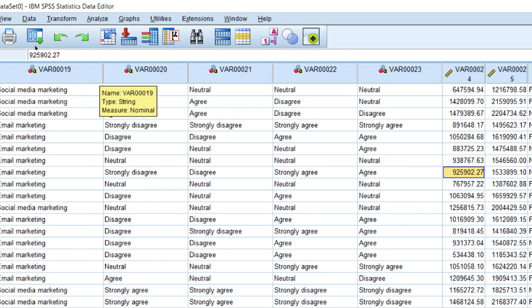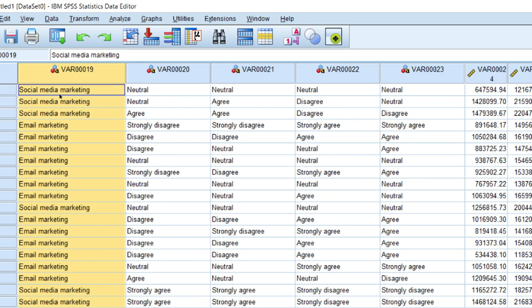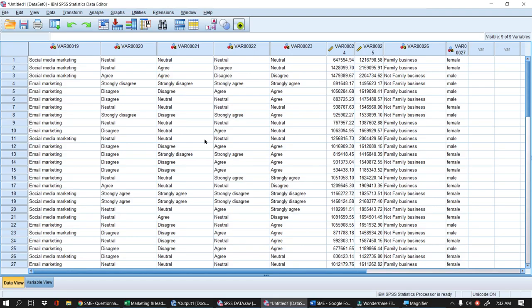SPSS is in fact indicating that it is reading this column as being alphabets or words. You know, any programming software will not analyze words or alphabets. Programming software like SPSS analyze only numbers. So the logical thing to do here is to convert each category into a number, a unique number. And this process is referred to as coding. So you will have to code each category of each variable. So here you have two categories. You will have to give a unique number to each category.